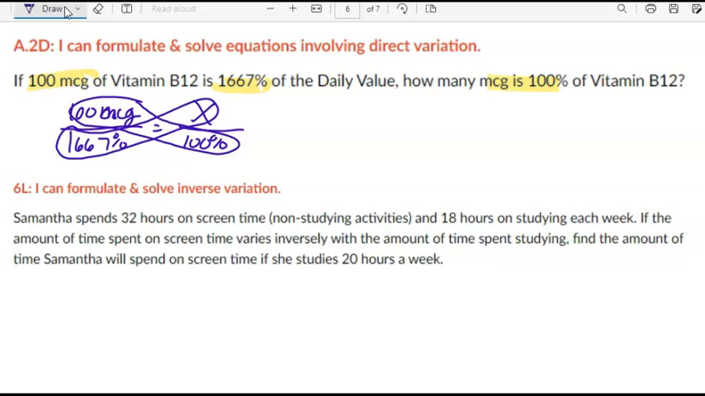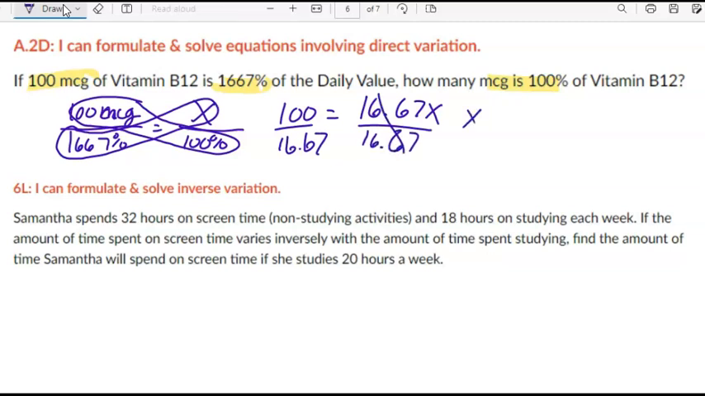So we have 100 equals 16.67x. Let's divide each side by 16.67. So x is about 6 micrograms.